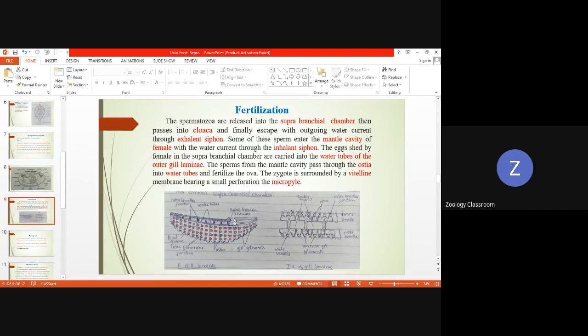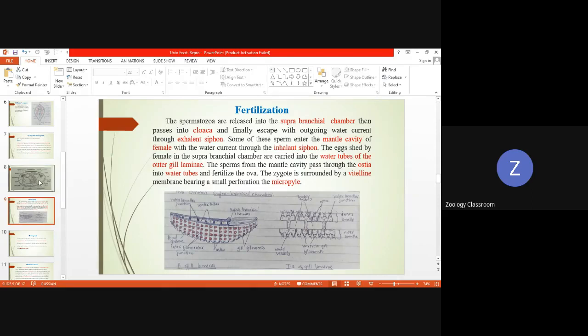They are interlamellar junctions, which divide the gill lamina vertically into compartments, and these compartments are called water tubes. Okay, now listen. The eggs shed by the female in the suprabranchial chamber are carried into the water tubes.